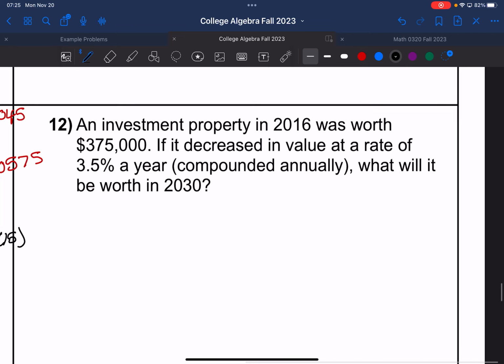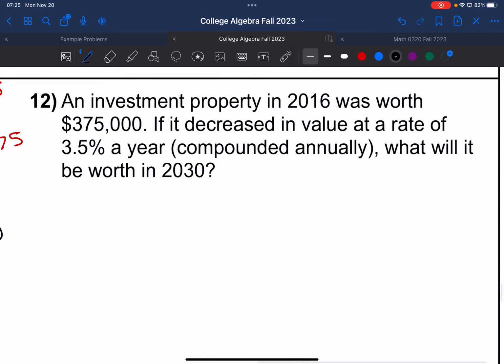Now looking at number 12. It says an investment property in 2016 was worth $375,000. If it decreased in value at a rate of 3.5% a year, compounded annually, what will its worth be in 2030? So that compounded annually tells us our equation is A is equal to P times 1 plus R divided by N to the power of NT.